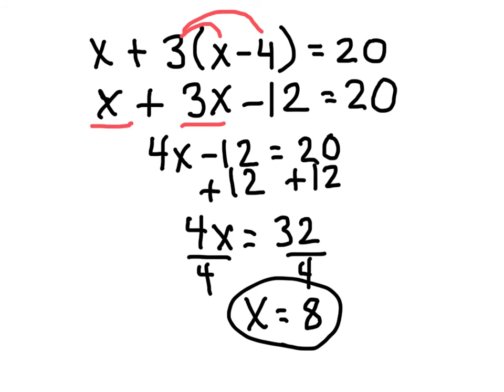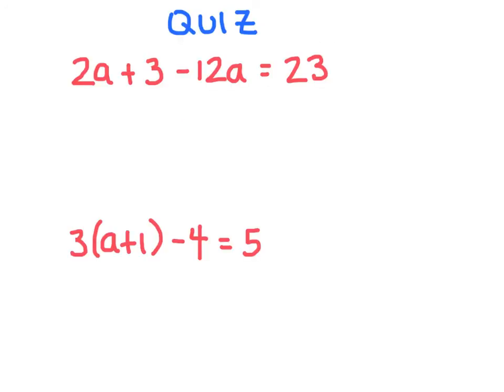Okay, I think you're ready for a little mini quiz. All right, solve both of these. Pause your video, then check your answers. All right, welcome back from pausing the video. Our first quiz answer, we're going to combine 2a and minus 12a. That's negative 10a.